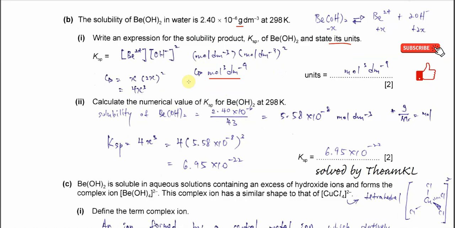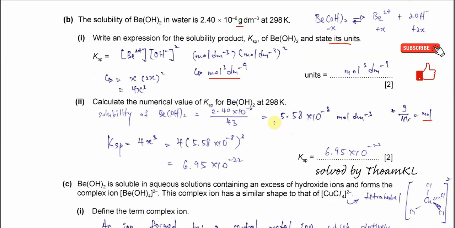After that, you need to calculate the Ksp for the barium hydroxide. As I told you just now, the gram per dm³ you need to convert to mole per dm³. So 2.4 times 10^-6 over the molar mass, because gram over molar mass you get mole. So you get 5.58 times 10^-8 mole per dm³.